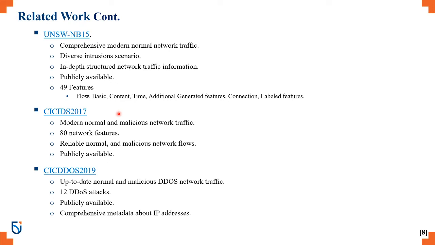The CIC-IDS 2017 dataset provides modern, normal, and malicious network traffic. It has 80 network features that provide reliable normal and malicious network flows. The dataset is publicly available. CIC DDoS 2019 provides up-to-date normal and malicious DDoS network traffic. It consists of 12 DDoS attacks. The dataset is publicly available, and it provides comprehensive metadata about IP addresses.